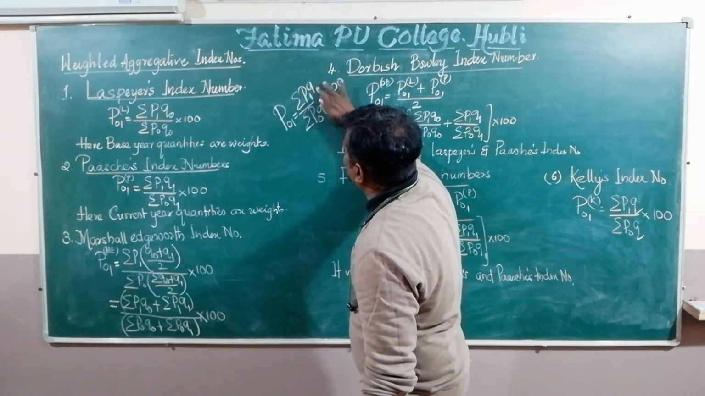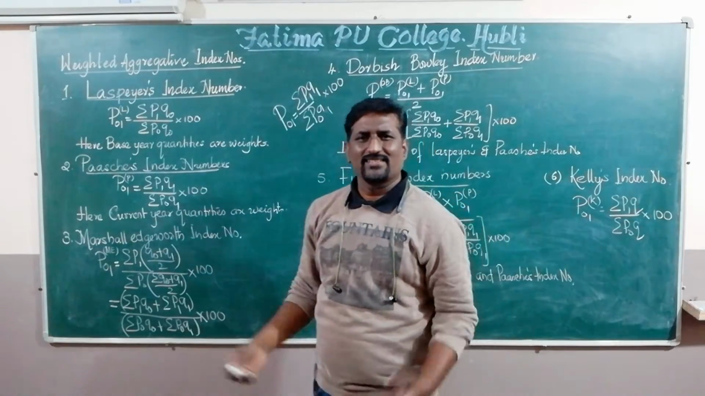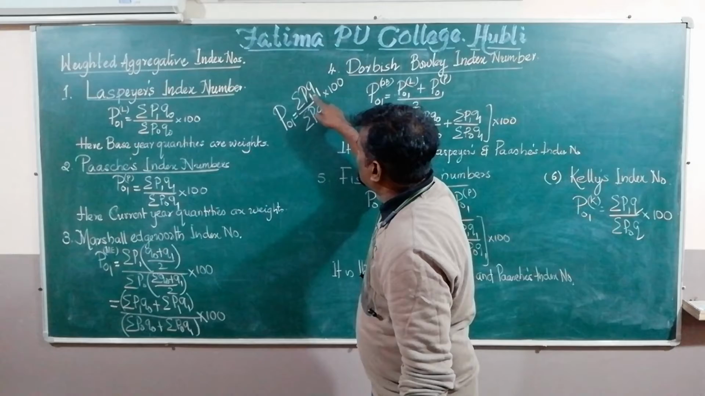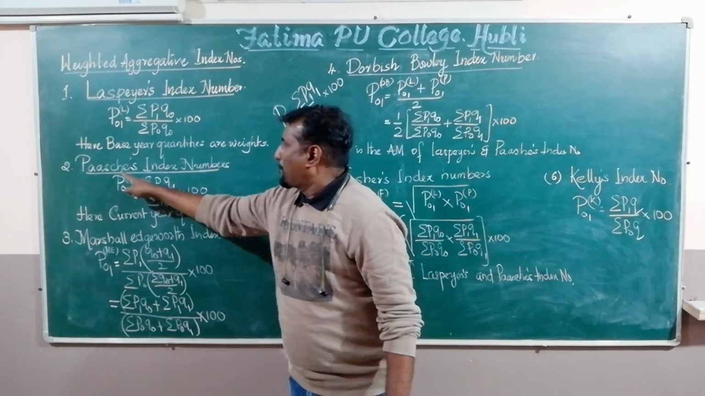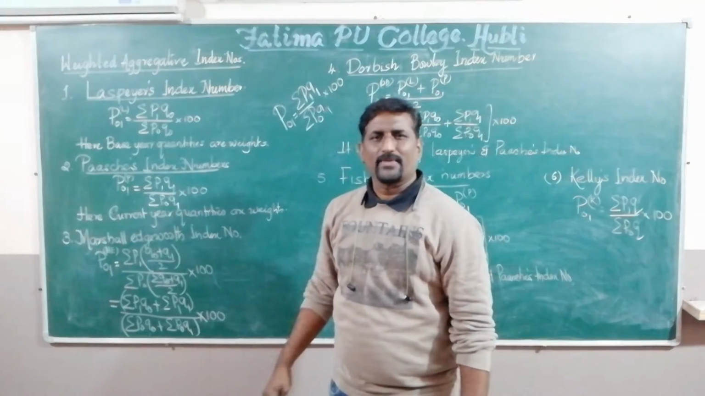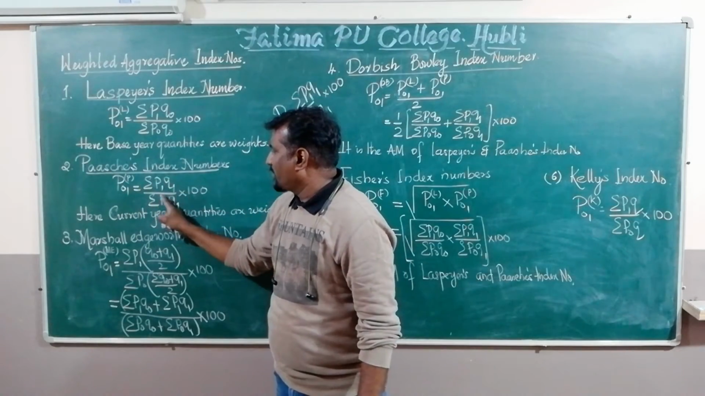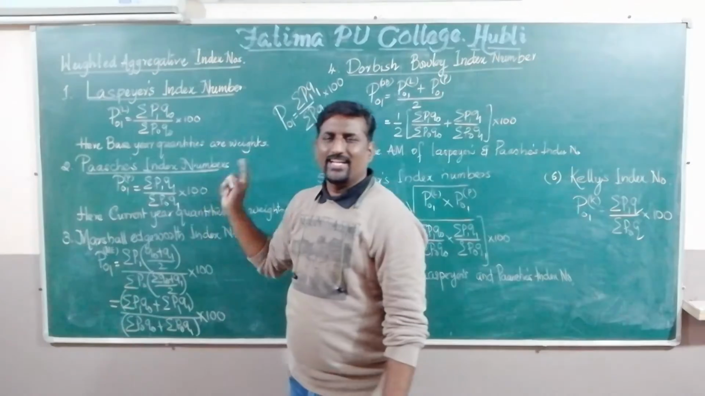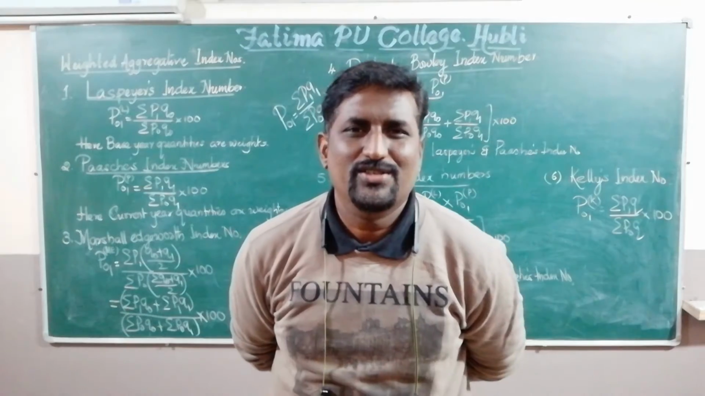Instead of base year quantity, we use current year quantity, students. Simple. That is summation P1 Q1, summation P0 Q1 into 100. So you got past year's index number. P01 P is equal to summation P1 Q1 divided by summation P0 Q1 into 100. This is called Paasche's index number, students.